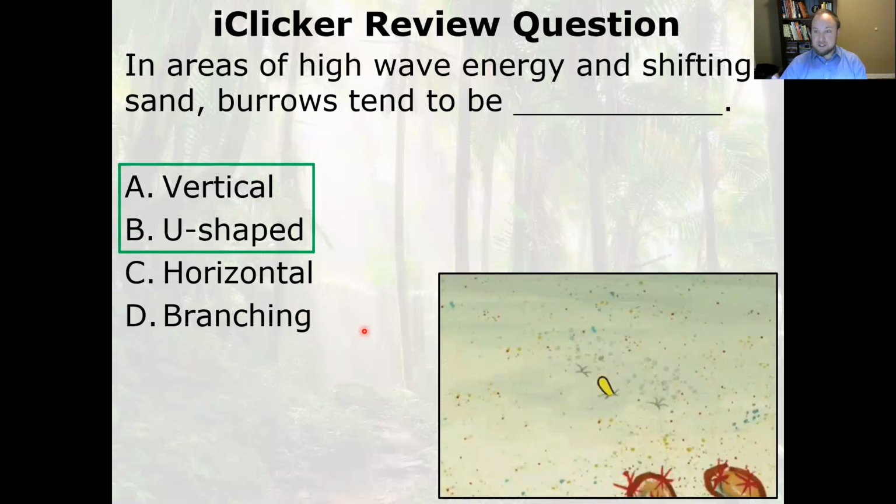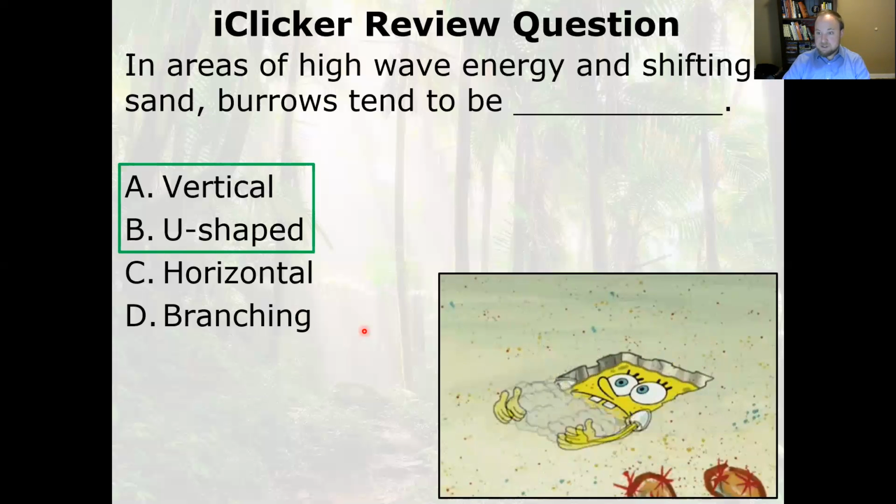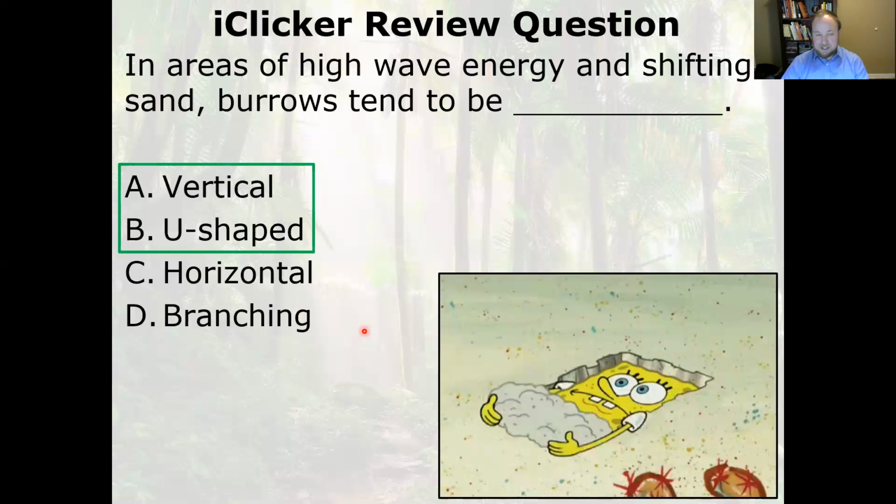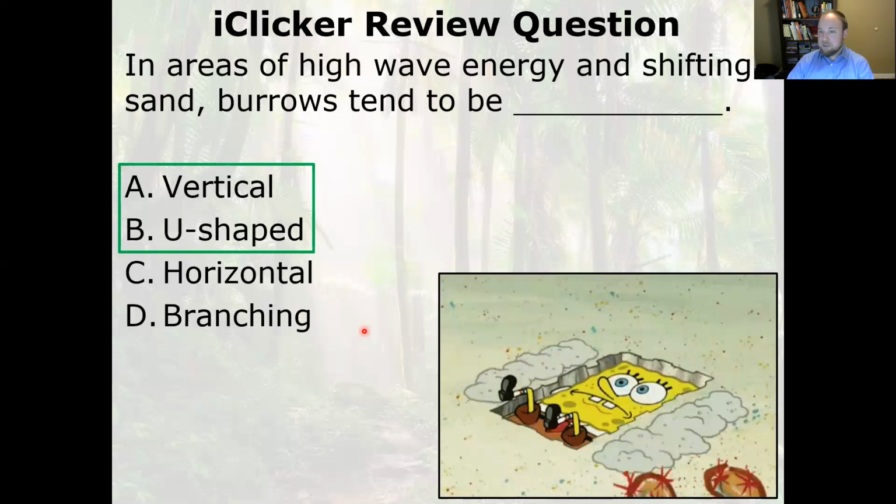So, vertical and U-shaped. The fact that it's vertical means they can go up very quickly or they can go down very quickly. And the U-shaped does the same thing. They're able to move up and down and cross over, and it provides some different escape options for them. So in areas of very high energy, very dynamic shifting substrate, vertical burrows are the method.